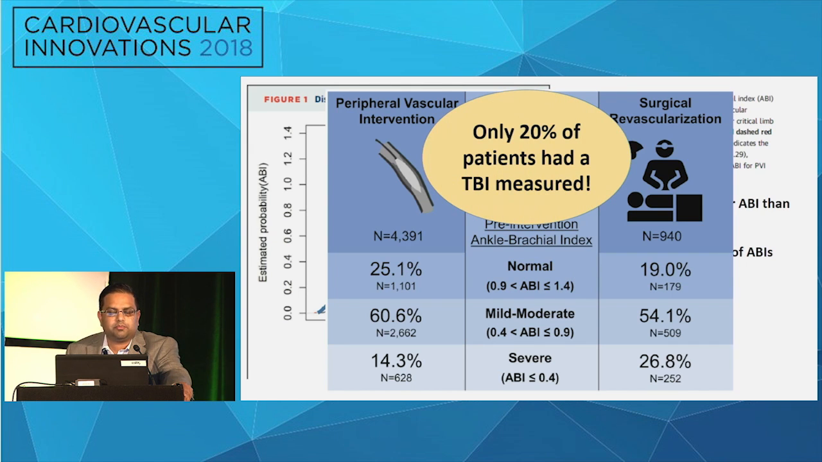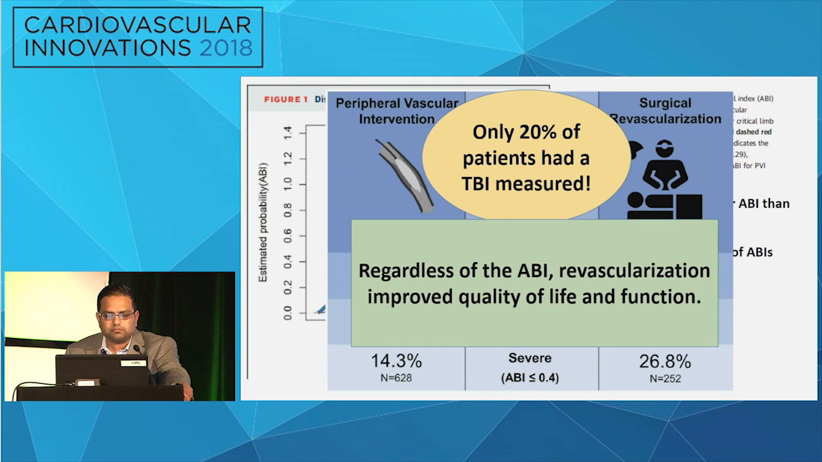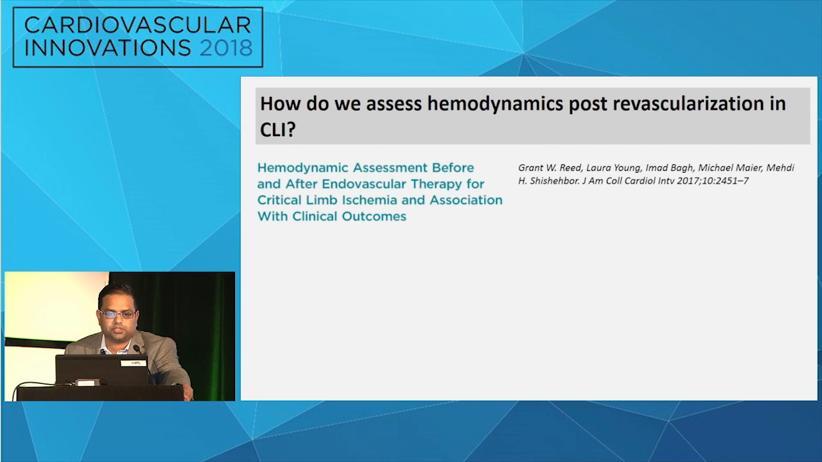And only 20% of patients in their cohort actually had toe brachial pressures even measured. So at least one interesting finding was, regardless of the ABI, revascularization improved quality of life and function. So there is this disconnect between these indices and the response to revascularization.